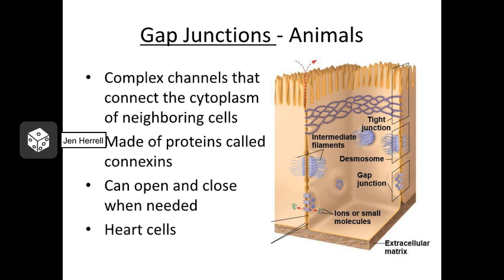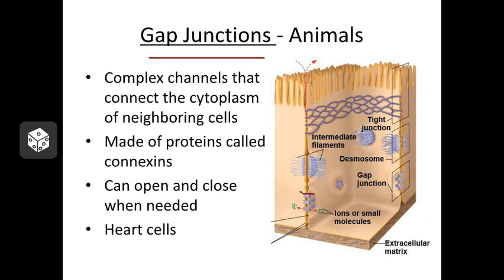Some types of cells need to be able to communicate really, really well and really, really quickly with their neighbors. Think about heart cells, for instance. Heart cells need to be able to communicate with each other rapidly so that the heart can beat as a unit. This can be achieved using things called gap junctions.